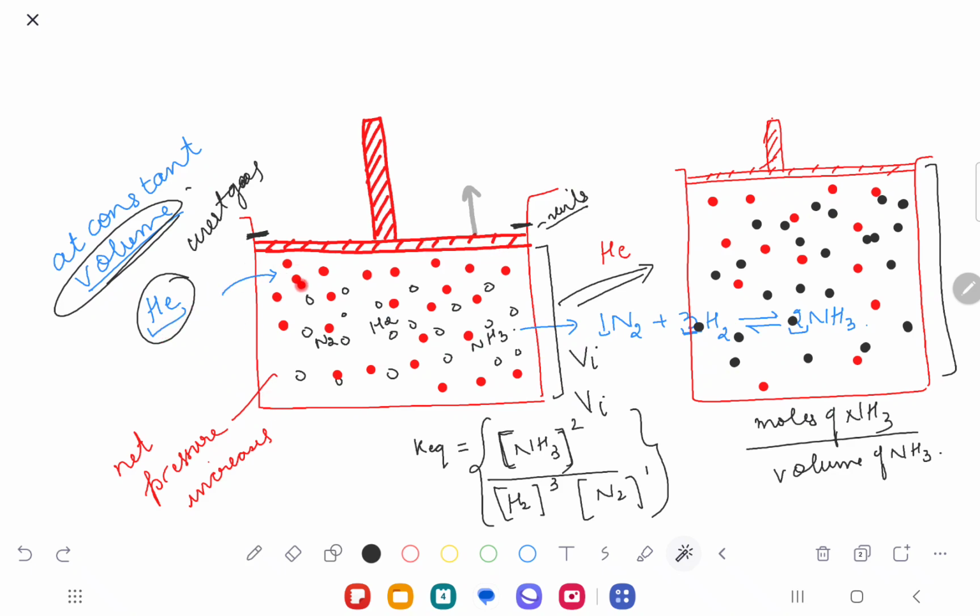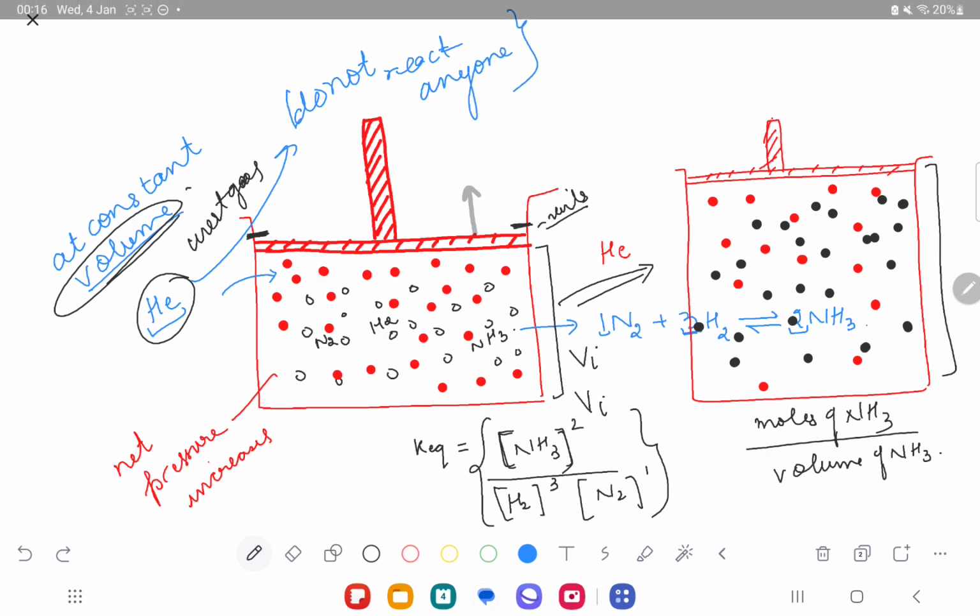When you add helium inside the system, helium is not reacting with any of the molecules because helium is an inert gas. Inert gases do not react with anyone. So, what does that mean? Tell me.